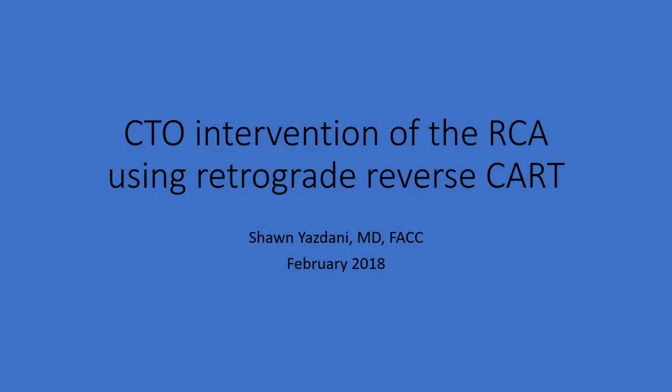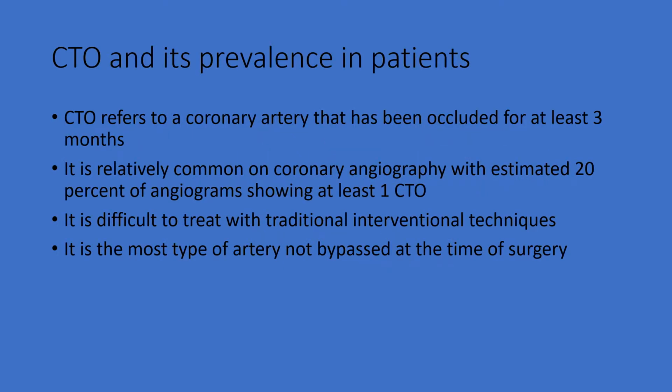Hello, this is a case of CTO intervention of the RCA using retrograde reverse CART. Chronic total occlusion refers to a coronary artery that's been closed for more than 3 months.